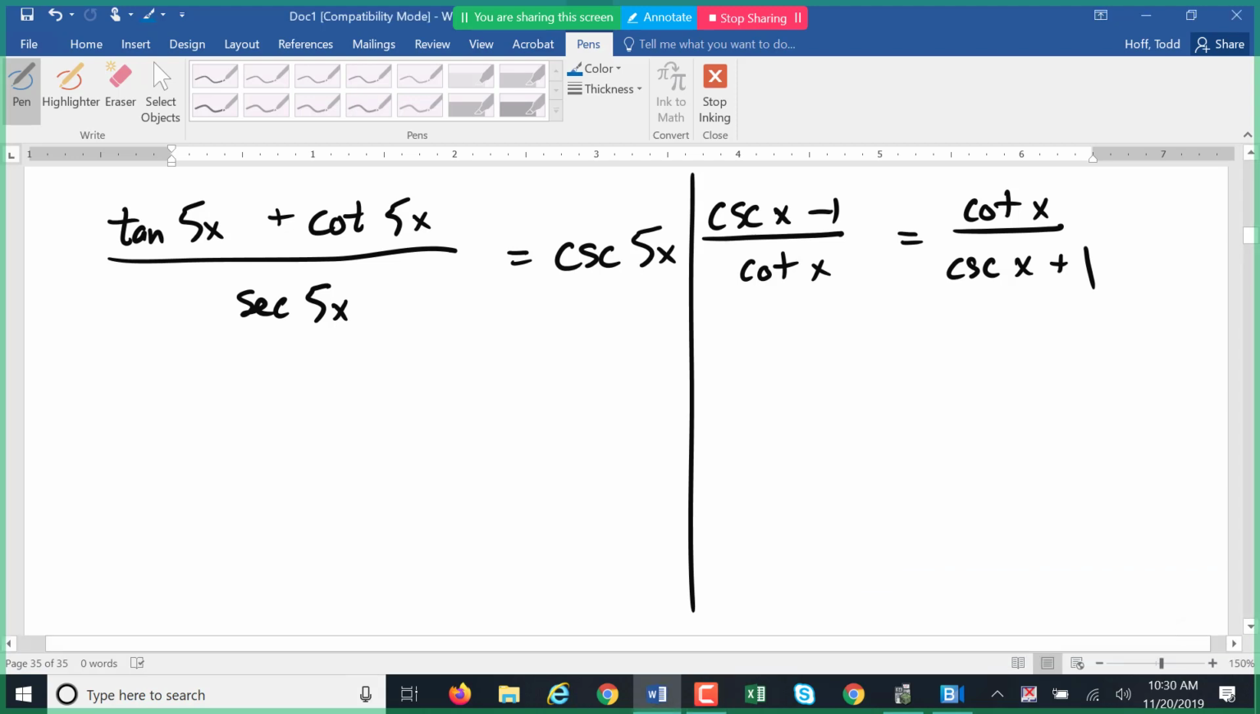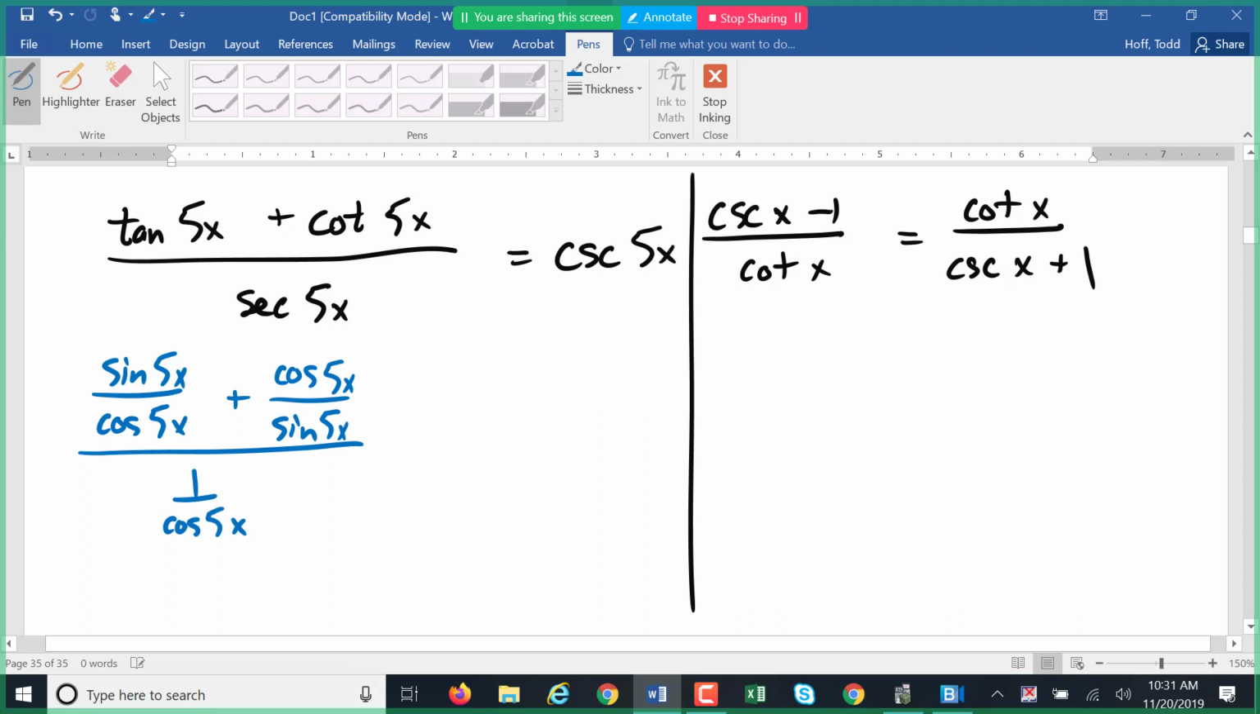Okay, so for our first one here, again, I'm going to go through and replace everything with sines and cosines. So tangent of 5x is sine of 5x over cosine of 5x. Cotangent of 5x is cosine of 5x over sine of 5x. On bottom, secant of 5x is 1 over cosine of 5x. On the right side, cosecant of 5x is 1 over sine of 5x.